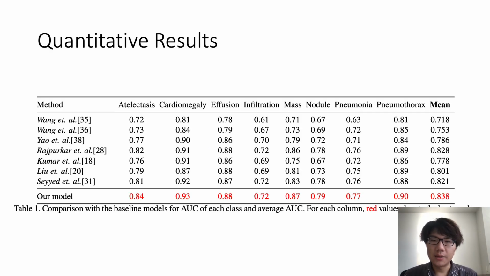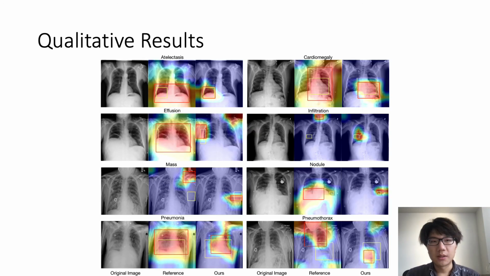These are the results for disease classification. This table shows the AUC of each class and a mean AUC across the 8 different chest diseases. These are the results for the disease localization. From the figure, we can find that our model can achieve robust and accurate bounding boxes.